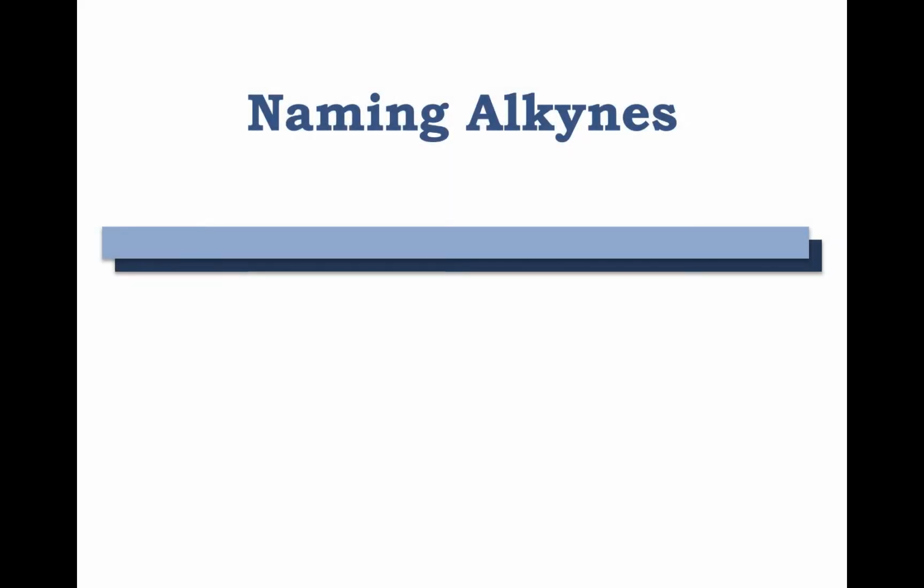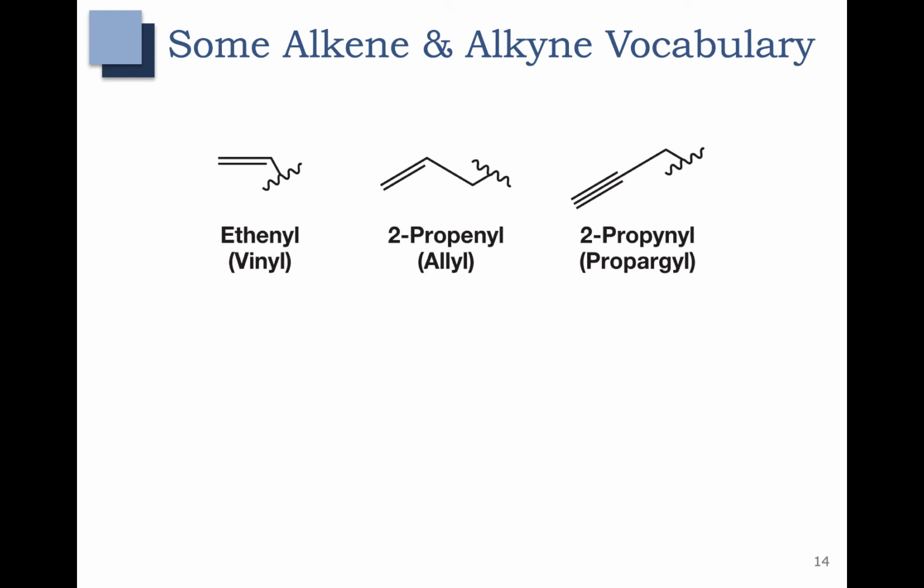In this video, we're going to cover naming of alkynes. Before we get into examples of naming alkynes, here are a couple substituents that it's helpful to know. In this first one, you have 2 carbons, which is an ethene. So if this is attached to a larger parent chain, this would be an ethenyl group.